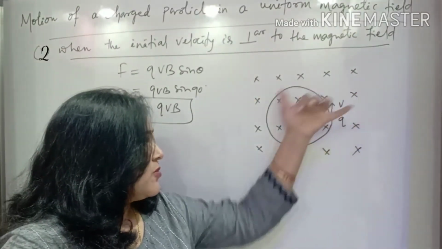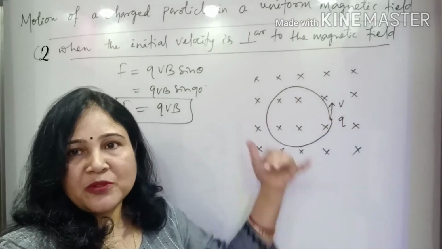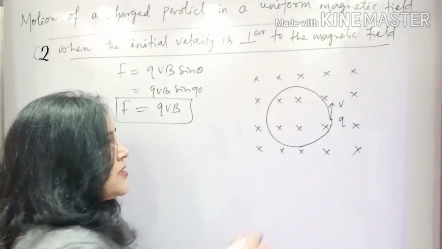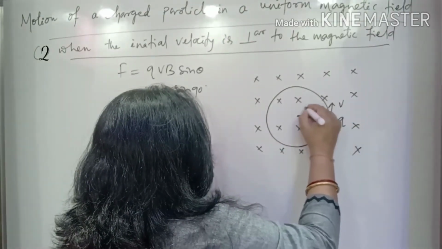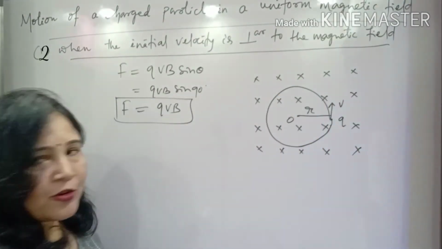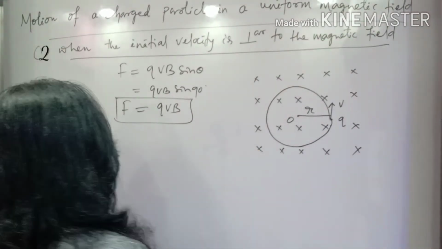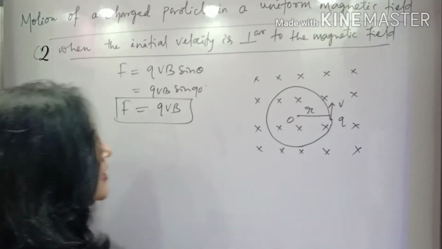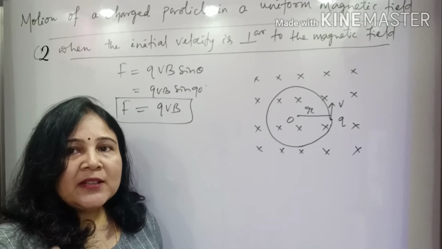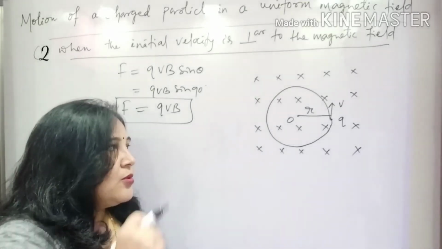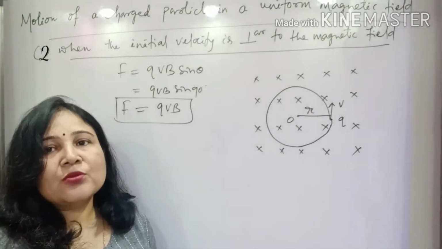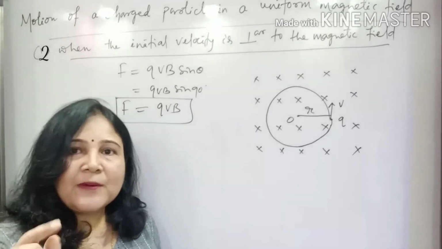So when it is moving in a uniform magnetic field, it will maintain a circular path. Now let's suppose the radius of the circular path along which this charge is forced to move is r. You know that when a particle moves in a circular path, the force required is called the centripetal force. And what is the source of the centripetal force? The magnetic force only provides the centripetal force.